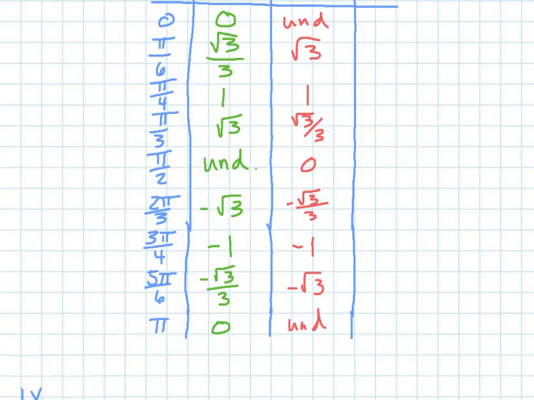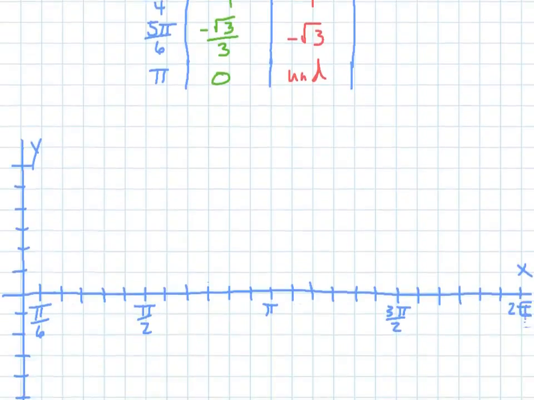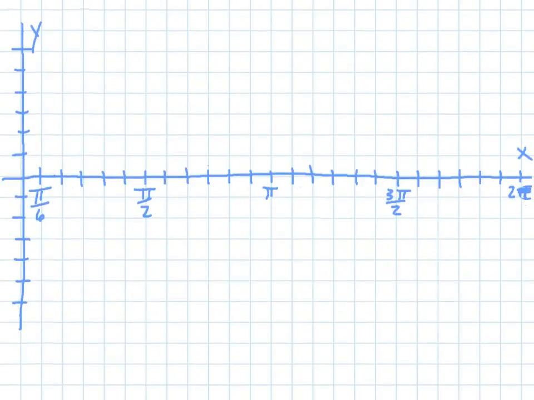Okay. So here, if we graph these, let's take a peek at what they look like. So let's go with the tangent first. Okay, so at 0, your y value is 0. At pi over 6, we said that it was square root of 3 over 3, so that's about 0.57. So you could probably put it just a little bit above half.